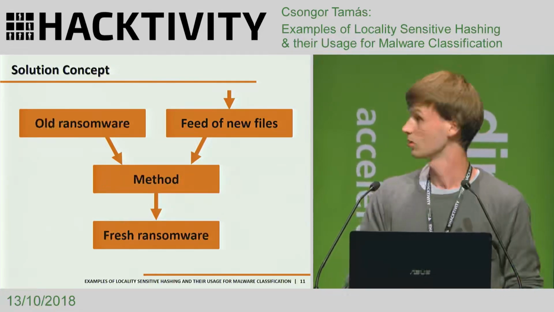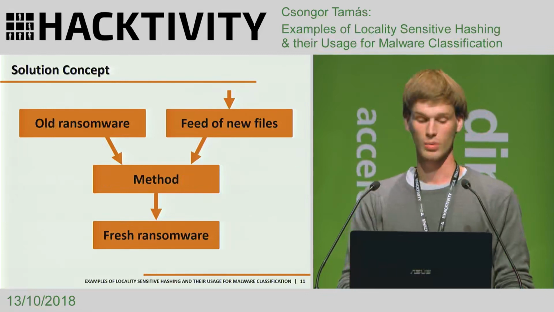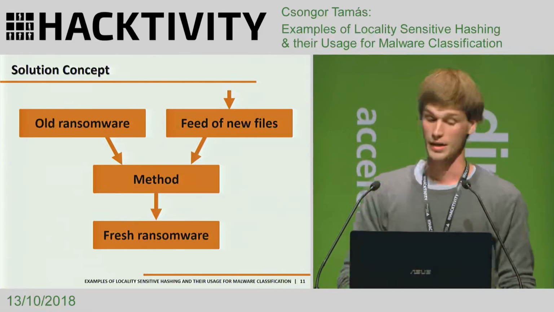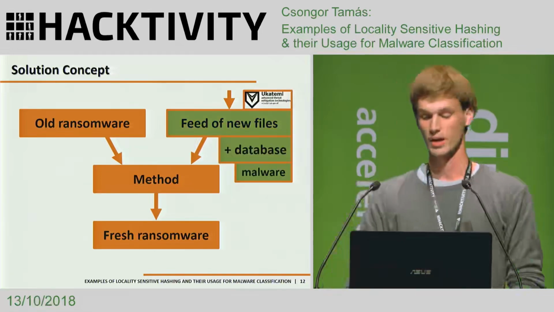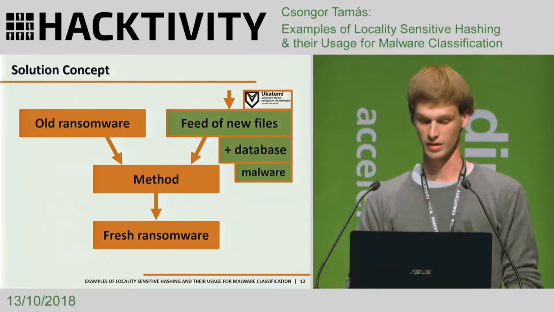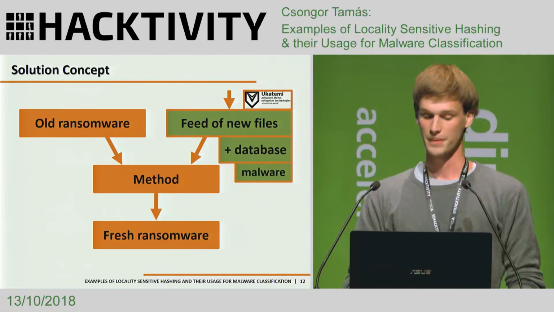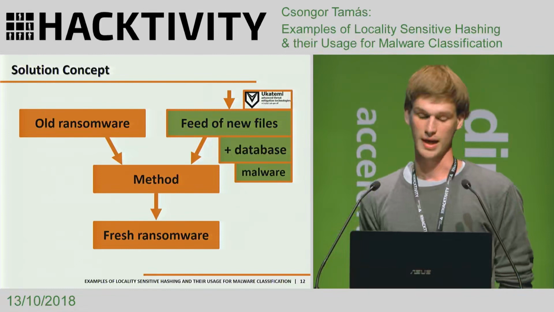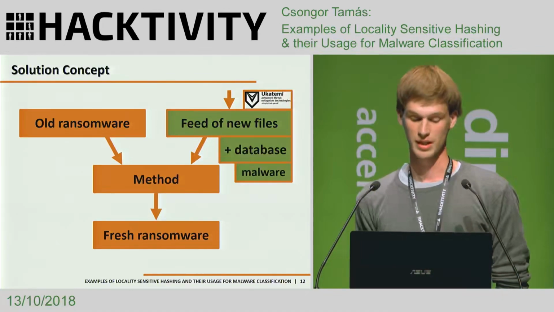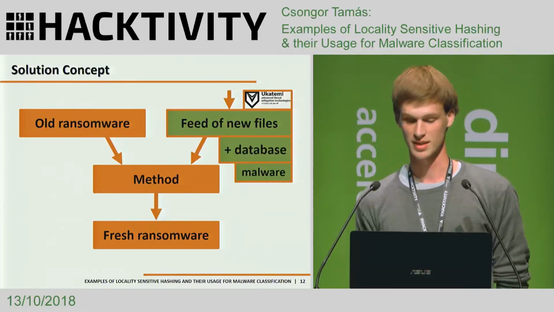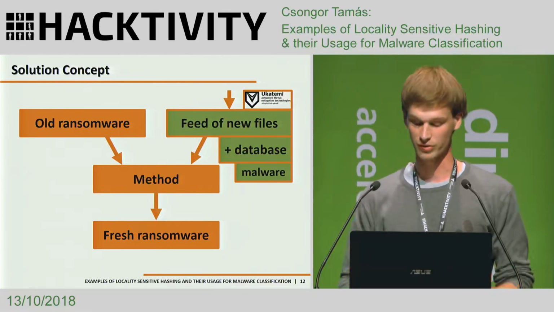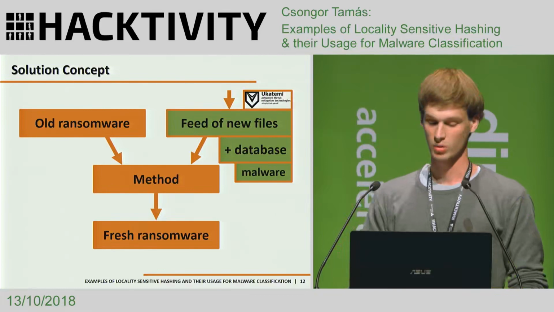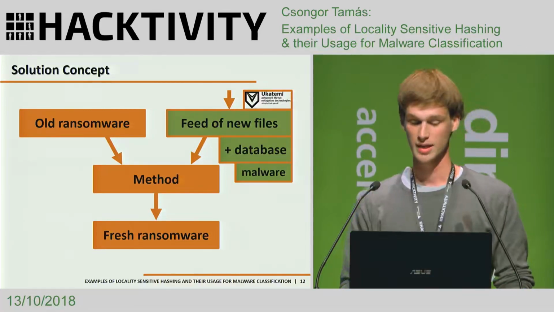So back to my work. We need three things: old ransomwares, feed of new files, and the method. Now, the feed of new files were provided to me by Locality Technologies. These feed of new files came in every day. They were all malware, and a database was also accessible to me of roughly 300 million live malware samples. All right, so we have one of the three things I need.